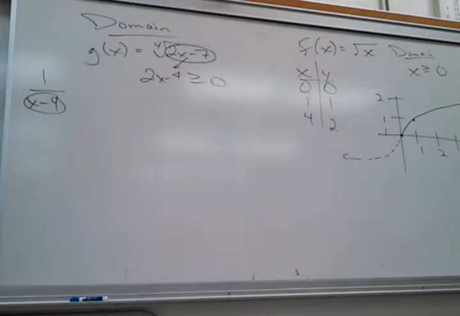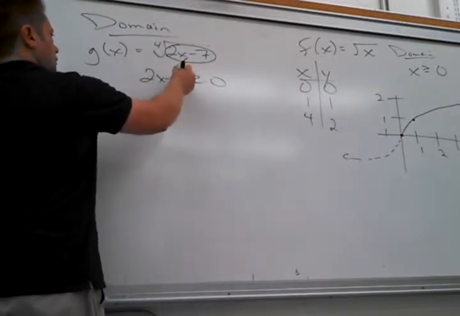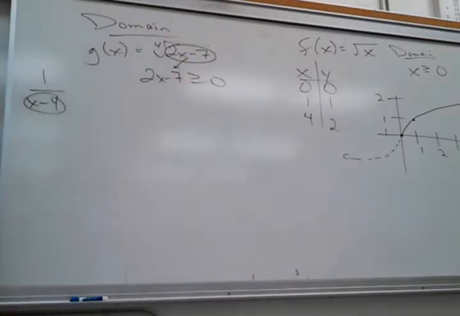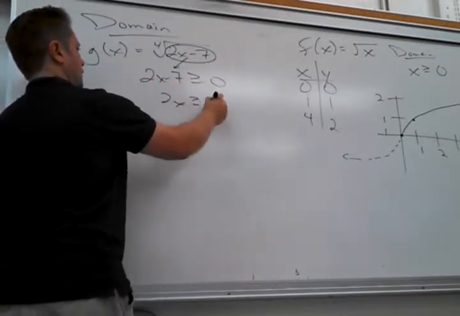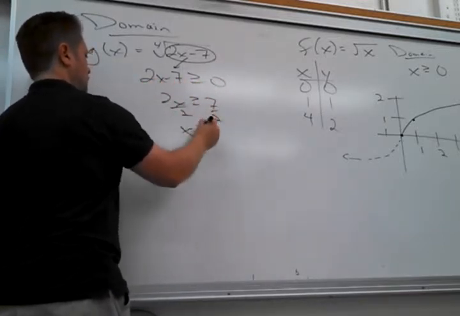Domain questions, you can always say in English what the restriction is, and then just write what you just said in Mathish, and then do it. Bam! It always works for any domain. So x equals 7 halves? Yes, because you would add 7 and then divide by 2. So be careful.